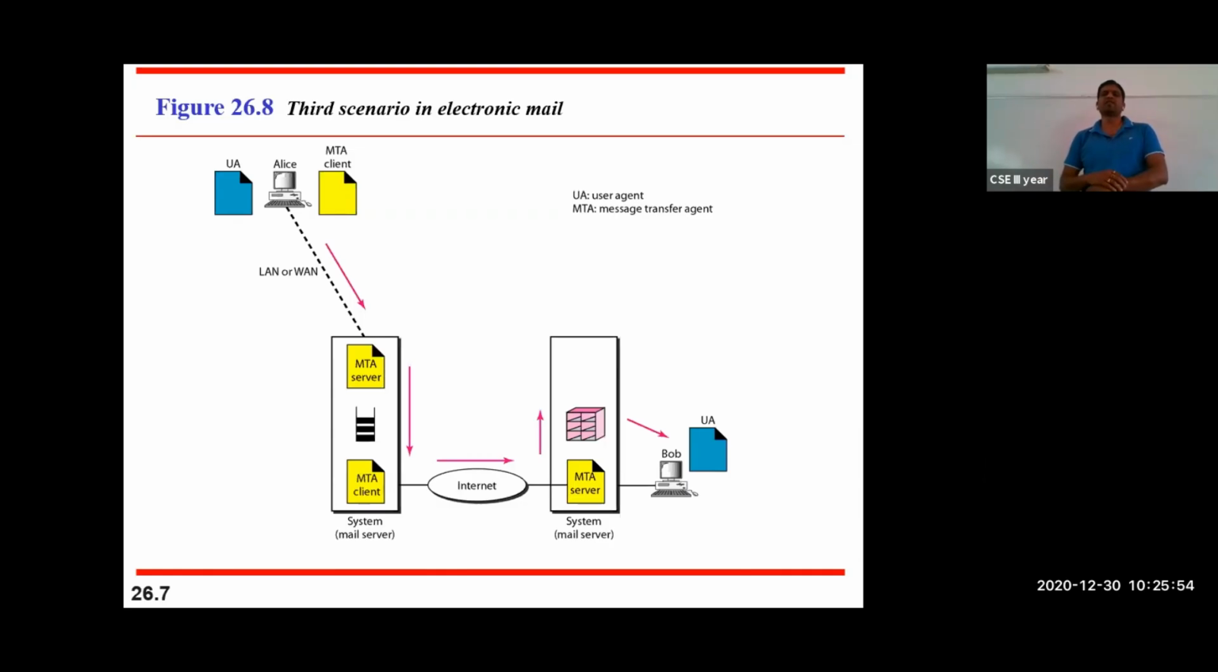You will still see how complicated or how good the architecture is. So now, first I need a user agent. Using a user agent, I get connected to the MTA server. So if I have to get connected to the MTA server, at my end, what should I first have? MTA client. Why do I need an MTA client?